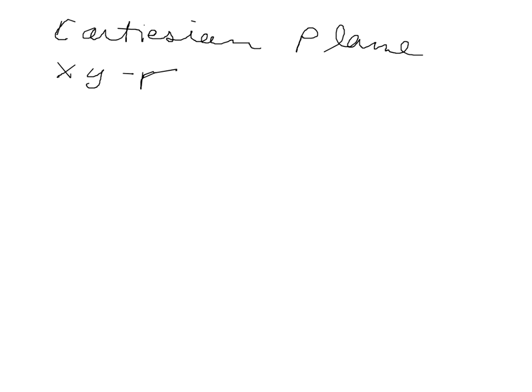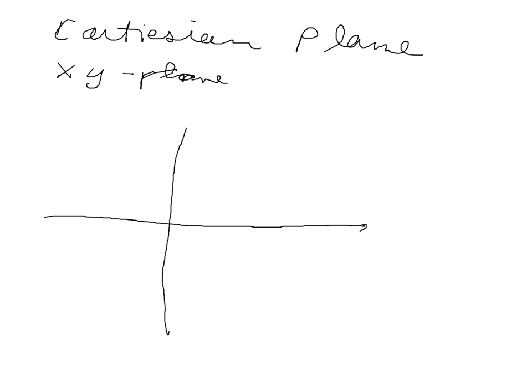And the reason that it's called the XY plane is there's usually two axes. Okay, and so this horizontal one is called the x-axis, and this vertical one is called the y-axis. So that's where we get the XY plane.